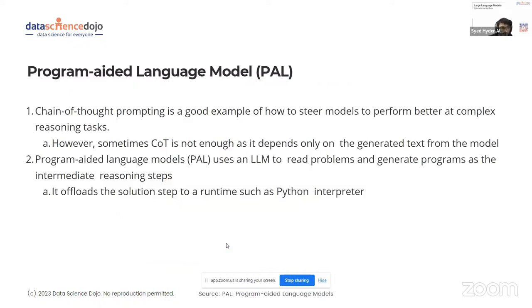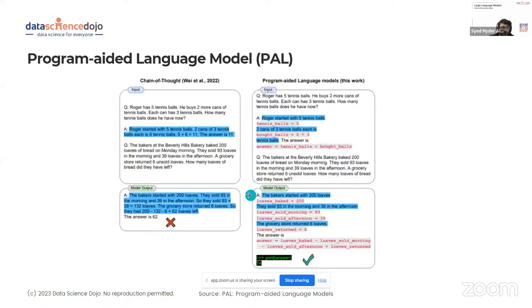Program-aided language is all about this: most of the time, even chain of thought prompting fails, since it is based on the text generated from the model. In PAL, we use the LLM to read problems and generate a program, like a coding program, and then it gives us the answer. If I show you the example, here is a question in the input: Roger has 5 tennis balls, he buys 2 more cans of tennis balls, each can has 3 tennis balls. How many tennis balls does he have now?